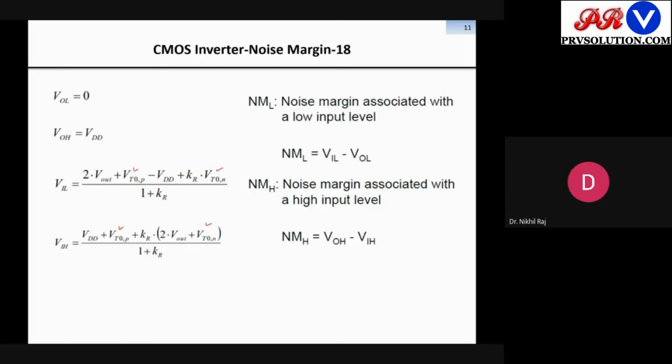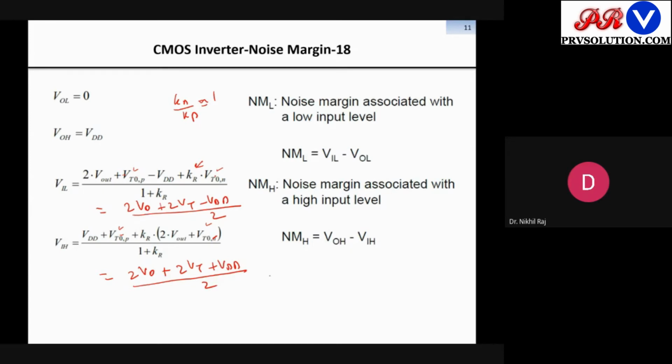So what will happen if it is a perfect inverter? Your KR, your KN by KP, will be how much? You will assume it will be equal to 1. So here VTP and VTN both will add, so we get 2VT minus VDD divided by 2. And what about this one? It will be again KR is 1, so 2VT will come here plus VDD by 2.